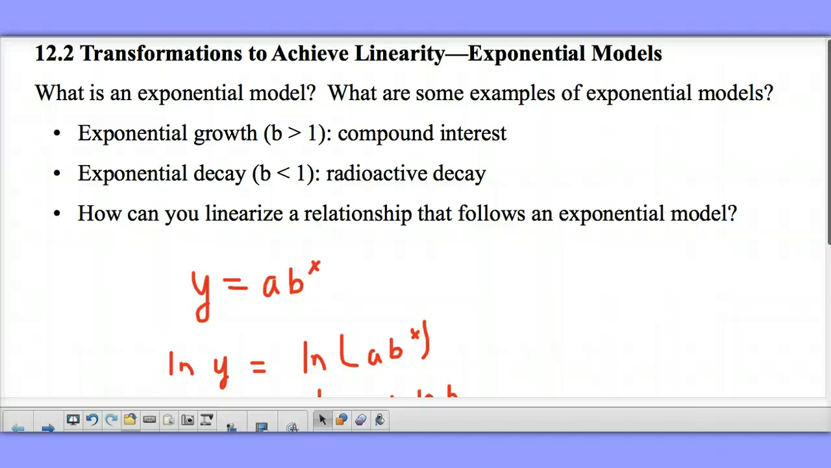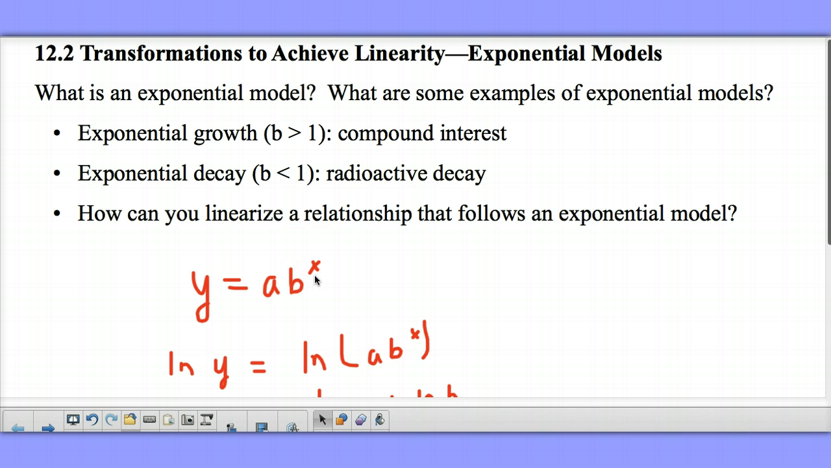We're going to continue to look at relationships between variables that aren't linear. Specifically, we're going to focus on exponential models. And exponential models are models that are in the form of y equals a times b to the x. Notice the variable here, x, is in the exponent.